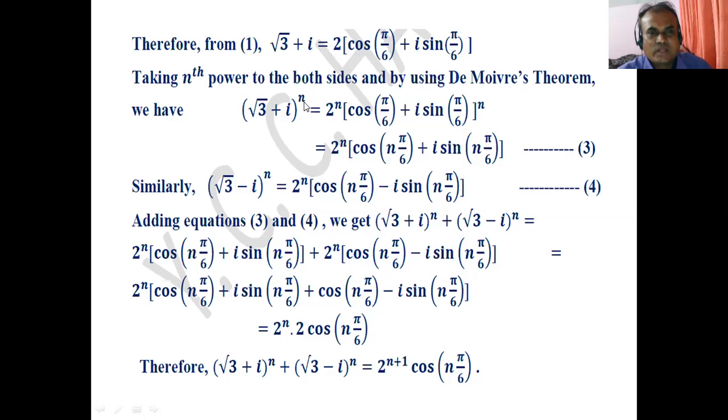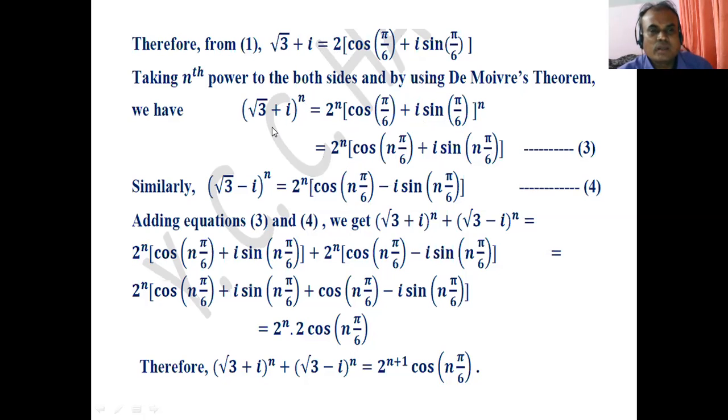Root 3 plus i raised to n is equal to 2 raised to n into the bracket raised to n, and here we use De Moivre's theorem. Therefore, 2 raised to n into bracket cos pi by 6 plus i sine pi by 6 raised to n is equal to 2 raised to n into cos of n pi by 6 plus i sine of n pi by 6. This is equation 3. Now we simplify this and we get the complex number form.